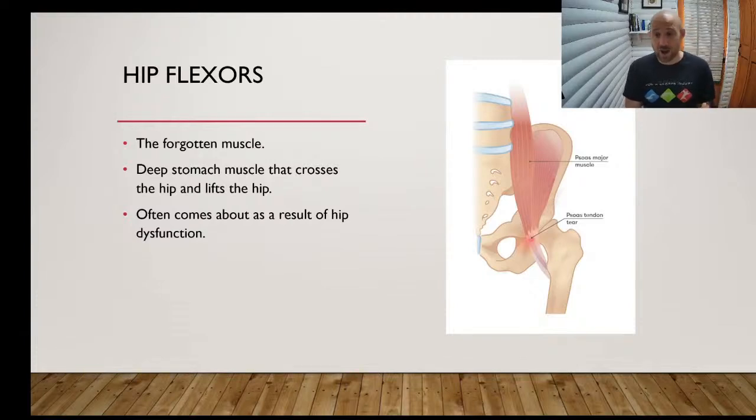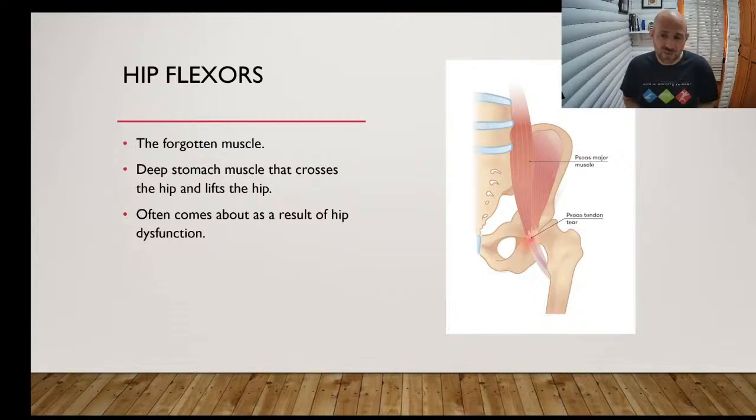And it comes about often, I find, as a secondary issue. When I'm working with people with hip flexor pain, so if you've got pain pinching on the front of the hip, it may well be a hip flexor issue, but that's come about as a bigger hip dysfunction, as I say. And this is where we're looking to fix that leak, to really truly understand where the problem is.